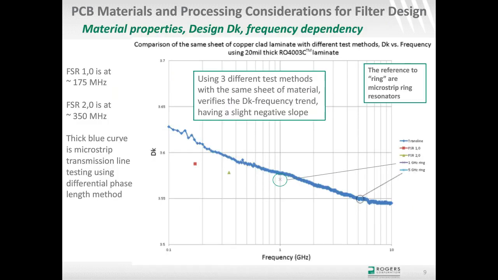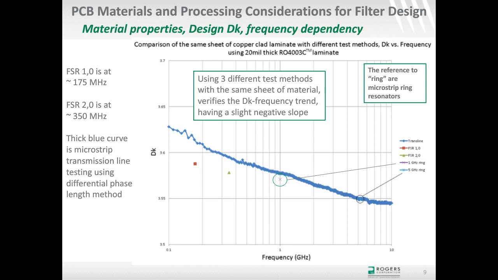And just to prove the concept and realize it's not related to the test method, I tested the exact same sheet of material with 3 different test methods, looking for that trend of lower dielectric constant as frequency increases. First off, on this one sheet of material, I did FSR testing, which stands for full sheet resonance test. With that test, I'm able to test 2 different nodes, node 10 and 20. Node 10 is lower frequency, 20 is a little higher frequency, and I did see the expected trend, where going from low to high frequency I see a slight decrease in dielectric constant. The lower frequency is the red square. The higher frequency for FSR is the green triangle.